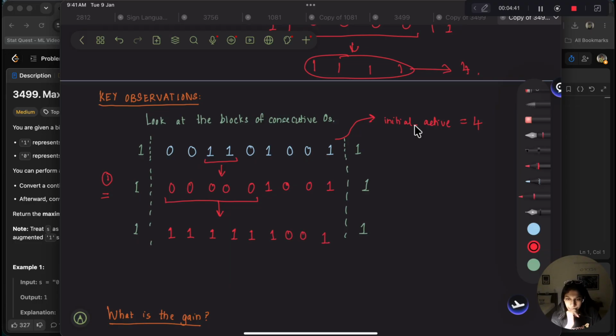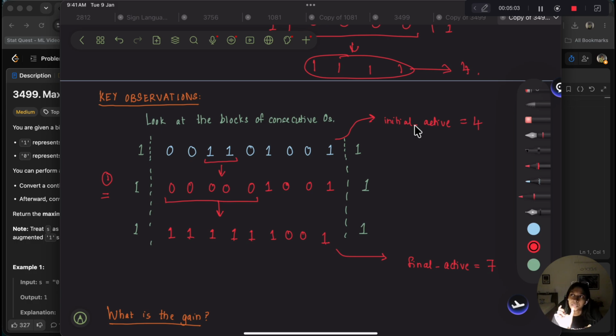Okay, so now let's look at this. How many active blocks do we have? So our final active is, we have 1, 2, 3, 4, 5, 6, 7. Okay, so it's 7. Now, I want you guys to observe something.